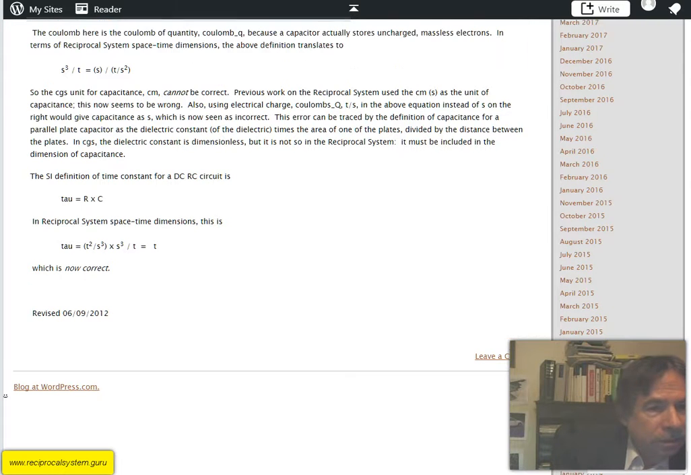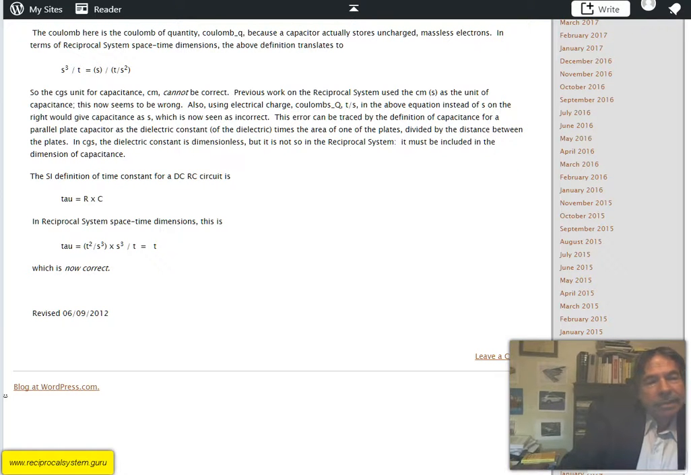Divided by the distance between the plates. So in CGS, the dielectric constant is dimensionless, but it is not so in the reciprocal system, as I just said. It must be included in the dimension of capacitance.